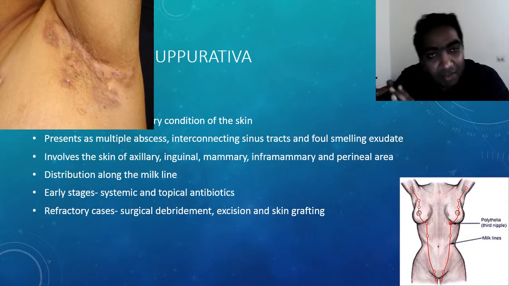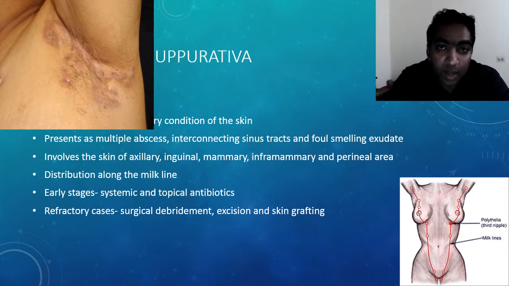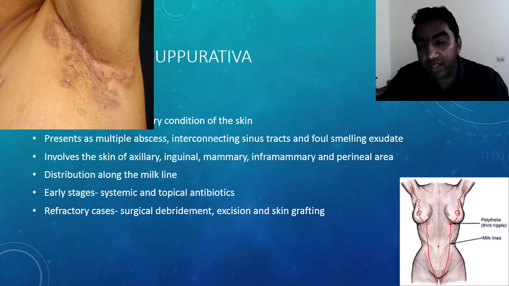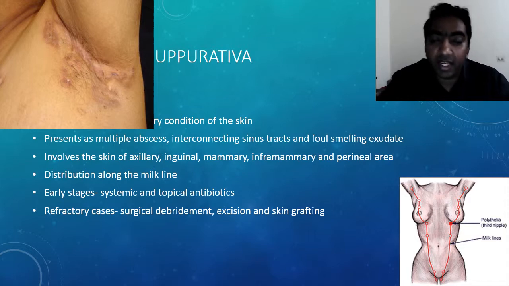Excision and skin grafting is preferred over excision and primary closure, because if we go for a primary closure, many a time our excision may not be complete and some amount of axillary and inguinal skin, or rather the involved skin, may remain, and what will happen? There is again a chance of recurrence after the excision and primary closure. So, skin grafting is preferred over excision and primary closure.